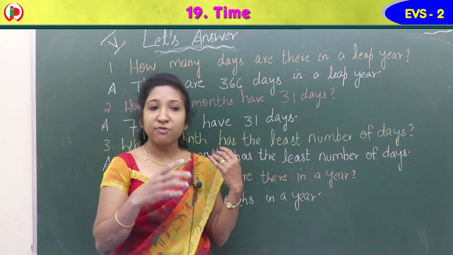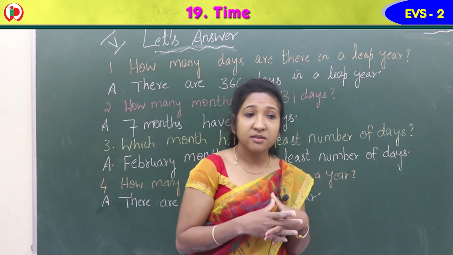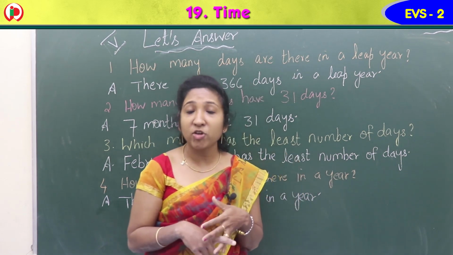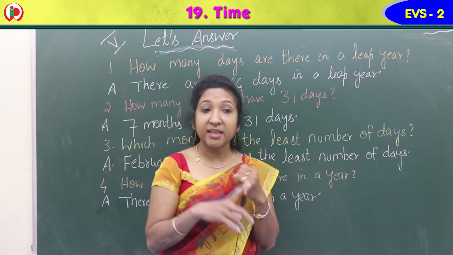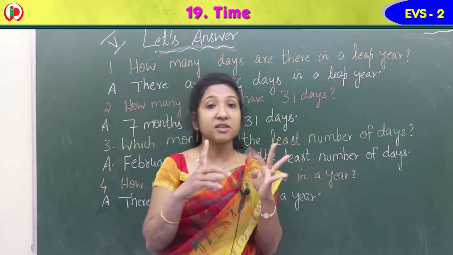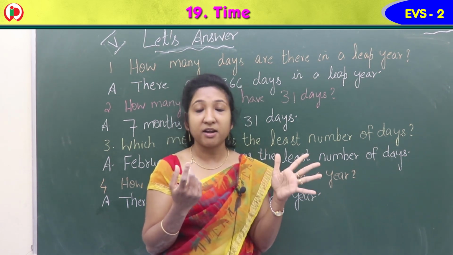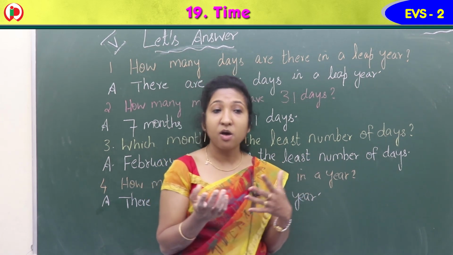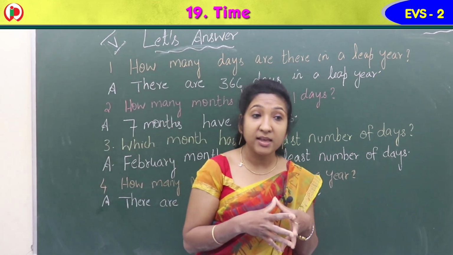Isn't it? Yes, starting from January. January, how many days we have, children? January we have 30 only. Then February we have 28 to 29. Then March 31. April we have 30. Then May 31. Then June 30. July 31. August also 31. Then September 30. October 31. November 30. December 31. Isn't it? So how many months? Yes, 7 months we have 31 days.